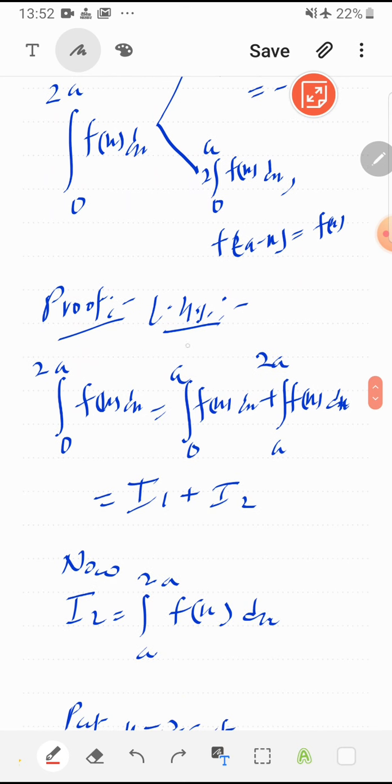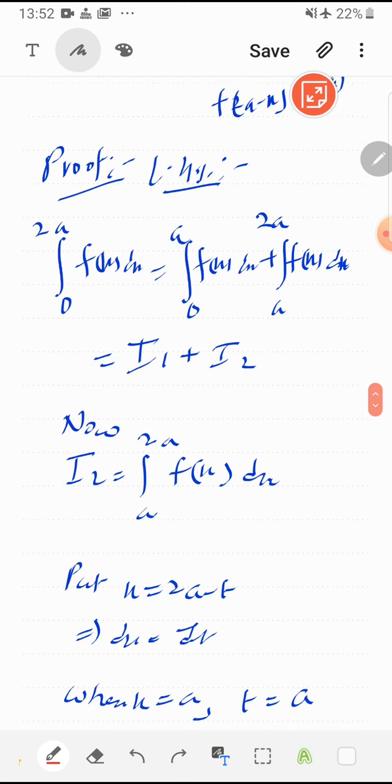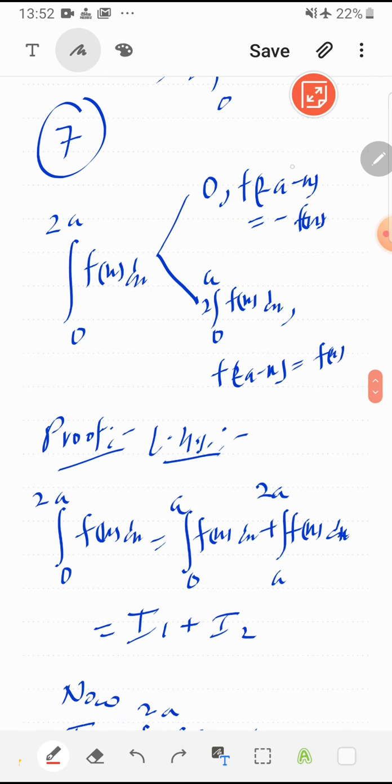So I am starting left hand side, 0 to 2a f of x dx, as 0 to a plus a to 2a. So I am modifying I2, not I1, I2. So a to 2a f of x dx. Now how to start? See, again remembering from this 2a minus x. So in rough, 2a minus x as t, that means x is equal to 2a minus t.